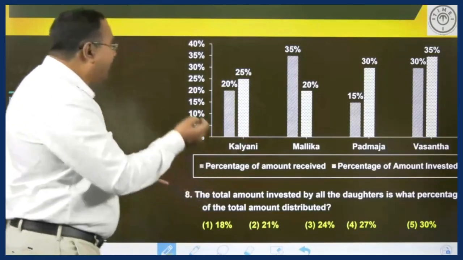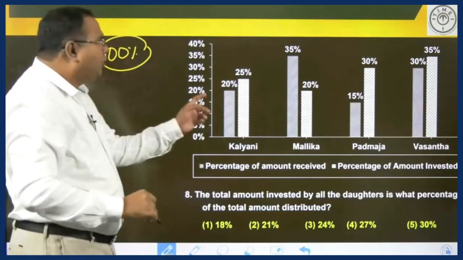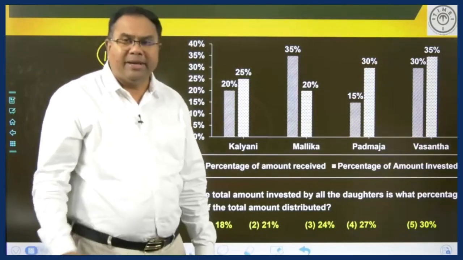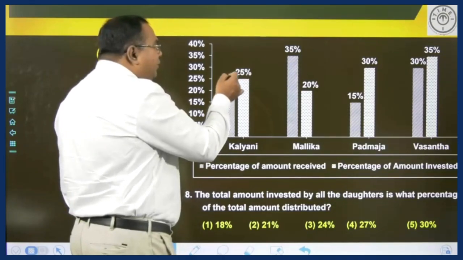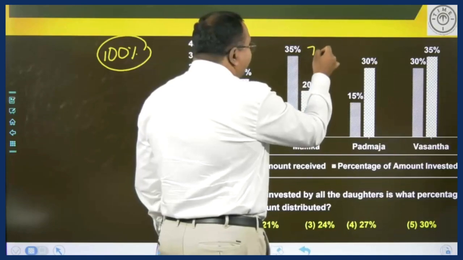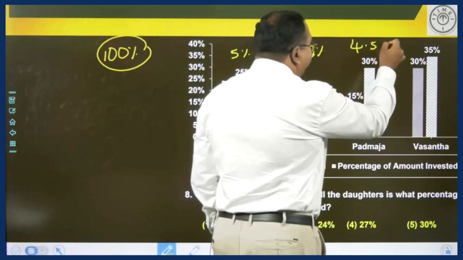Now see here, amount invested by all the daughters is what percentage of total amount distributed? Total amount distributed, I am assuming 100%. 1,80,000 is nothing but 100%. 20 plus 35 plus 15 plus 30 is equal to 100%. How much are they investing in the business? We have already done this, if you remember. 25%, 1/4 of 20 is 5%. 20% means 7%. Here, 30% means 4.5%.